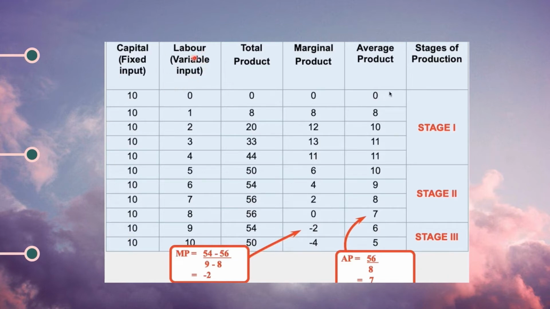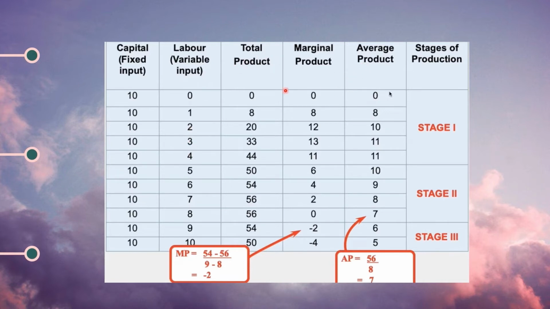And the variable input, which is the labor, we want to identify and see their contribution to the production. So we have to increase the labor to see their contribution. That is why it is a variable input. So from 0 to 1, 1 to 2, and then we increase to 3, to 4 labors.